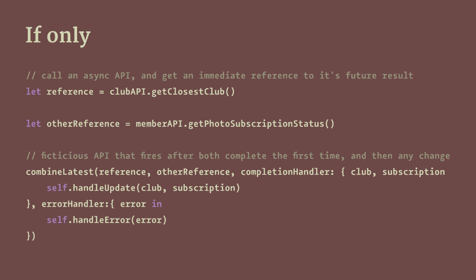So if only we had some sort of API where we could get a reference to this asynchronous thing. We want to get the closest club, and we're going to grab a reference to that asynchronous event. And then we're going to get the photo subscription status, but we're going to get a reference to that asynchronous event. So neither of these have completed yet. And then we have some sort of function that says combine the result of these things whenever they complete. And then we can either call an update handler or an error handler.